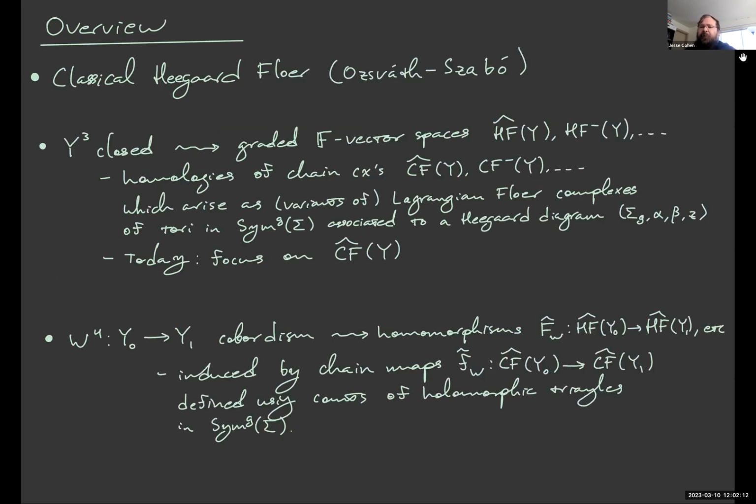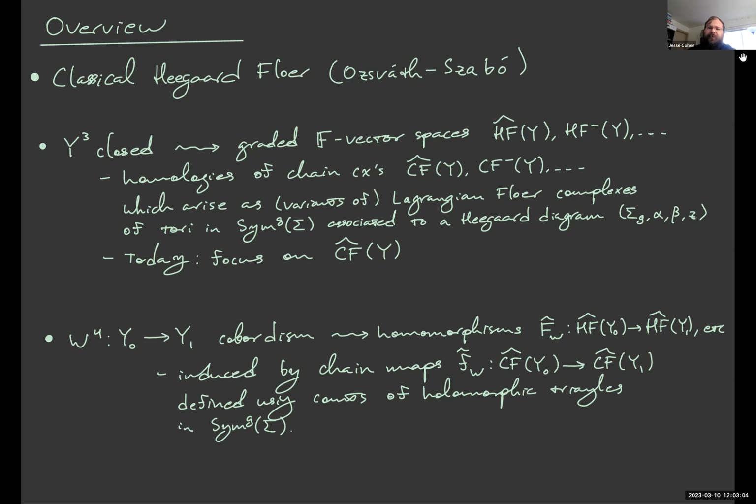So in classical Heegaard Floer homology, one associates to a closed oriented three-manifold Y graded F2 vector spaces, HF hat, HF minus, HF plus, and so on and so forth. These are homologies of chain complexes which arise as variants of Lagrangian Floer complexes for tori in symmetric products of surfaces, which are associated to Heegaard diagrams for a three-manifold. So these are combinatorializations of the three-manifold. For us, we're going to focus on CF hat because we want to work with three-manifolds with boundary, and CF hat is the only one of these that has been fully extended to three-manifolds with boundary.